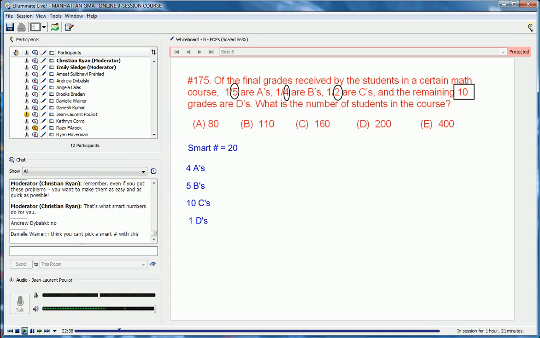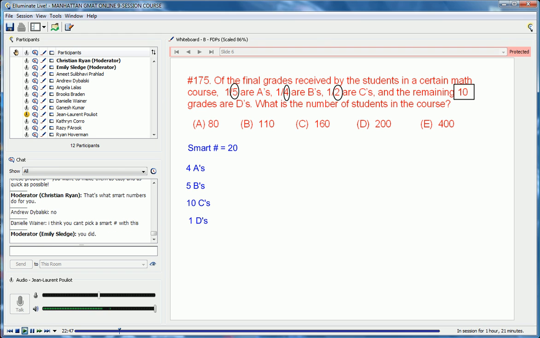Yeah. I don't know if I got this right actually, because you didn't say what the answer was, but I didn't pick a smart number, but I picked a common denominator for the 1/5, 1/4, and 1/2 there of 20. And then if you add all those together, you find out that the remainder, those with a grade of D, the proportion is 1/20th, and 1/20th equals 10. So then all you have to do is multiply 10 by 20, and that's what I did.